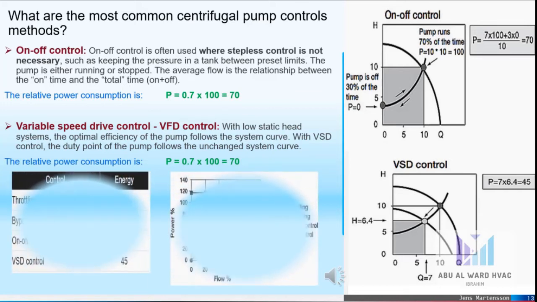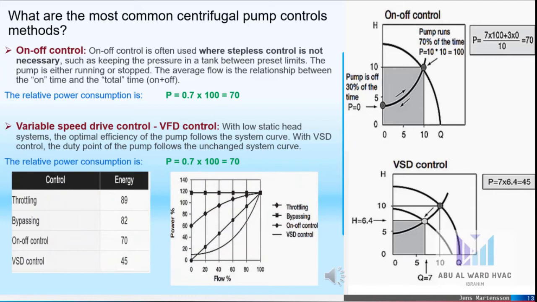As we can see here in this table, in the throttling, the power consumption is 89, bypassing 82, on-off control 70, VSD control 45. Sorry for that. Next, we have this diagram showing what we are talking about: throttling, bypassing, on-off control, VSD. They are the common configurations for pump control and centrifugal pump methods.